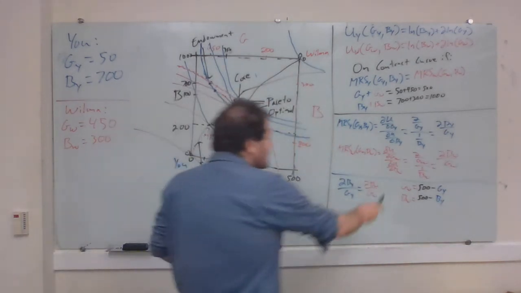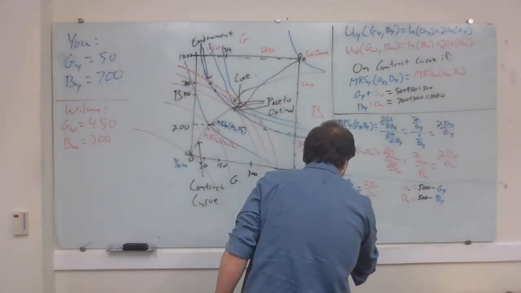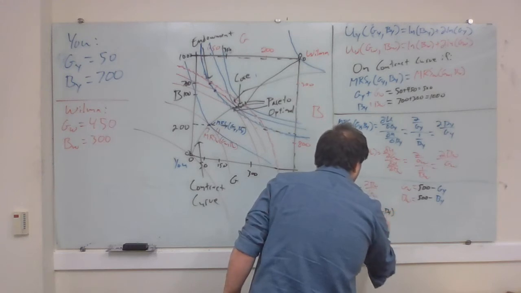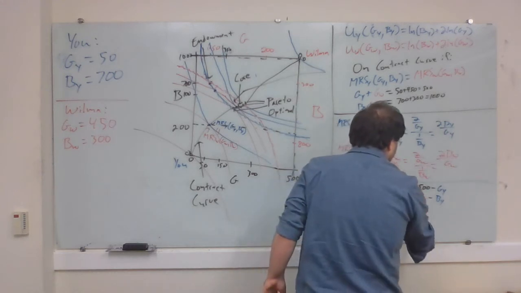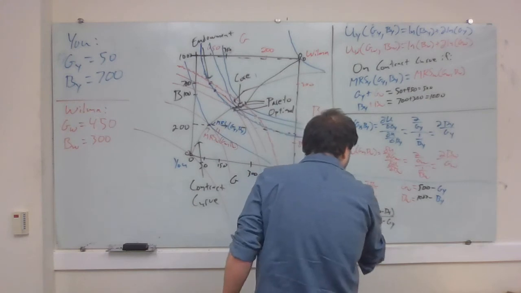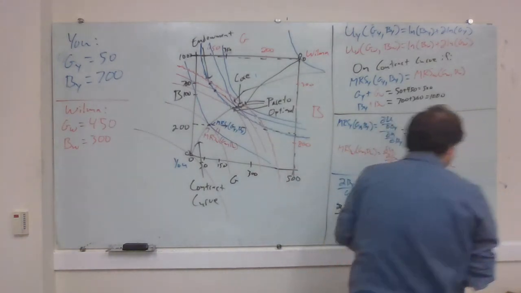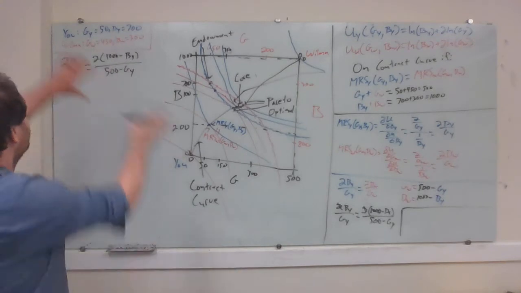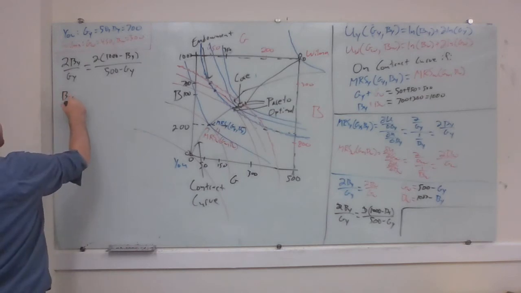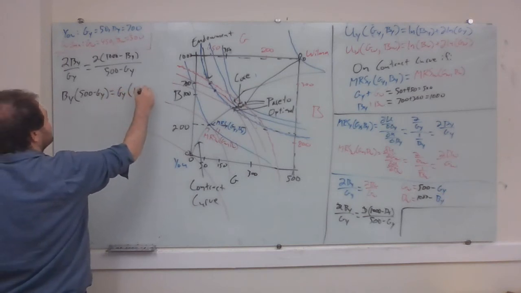So now we can plug these values in here. So we'll say 2BY over GY equals 2 times 500 minus BY over 1,000 minus GY. Right, the 2's are going to cancel. So we can cross multiply here. Sorry, it should be 500 minus BY over 500 minus GY. Sorry about that. So when we cross multiply, we'll get BY times 500 minus GY equals GY times 1,000 minus BY.